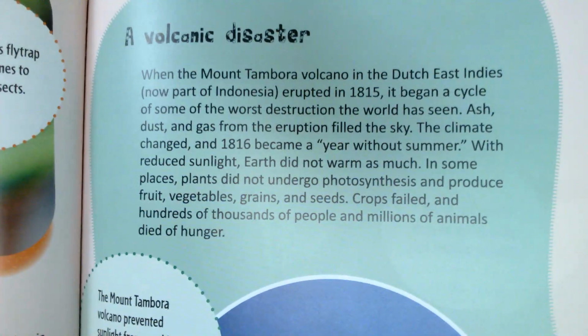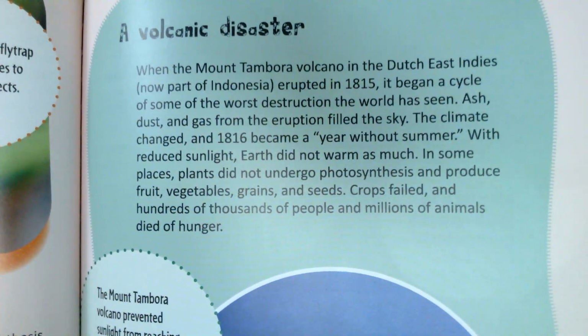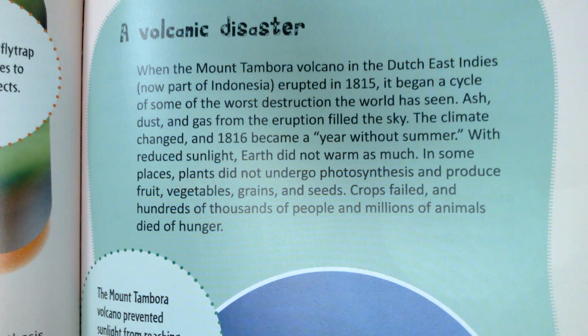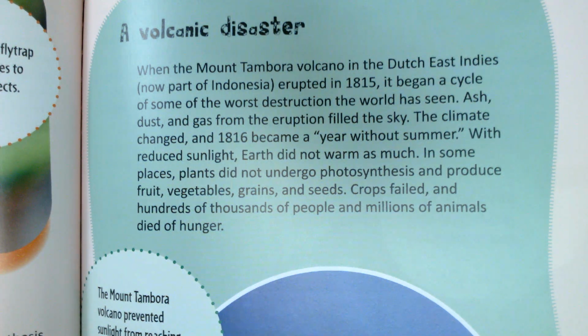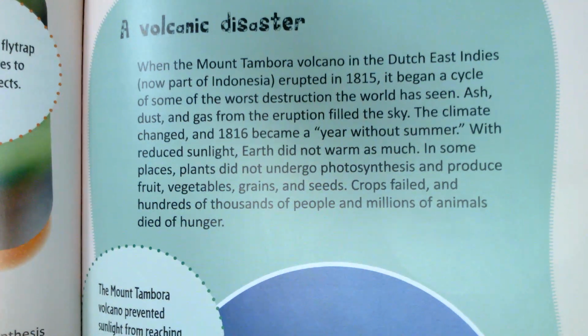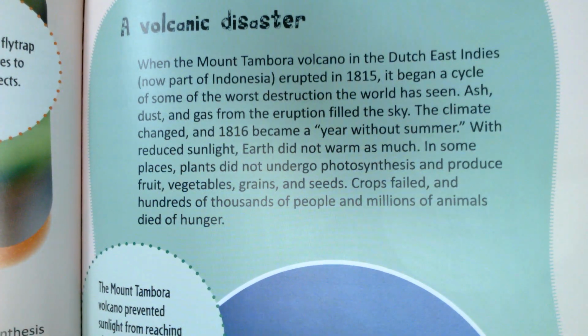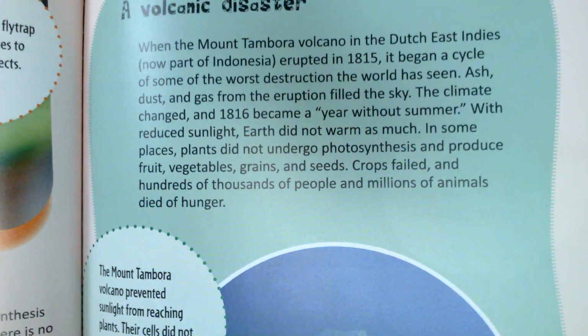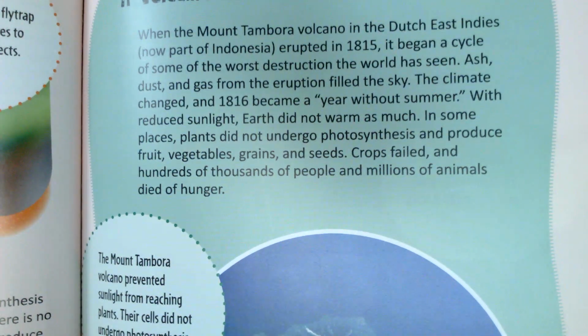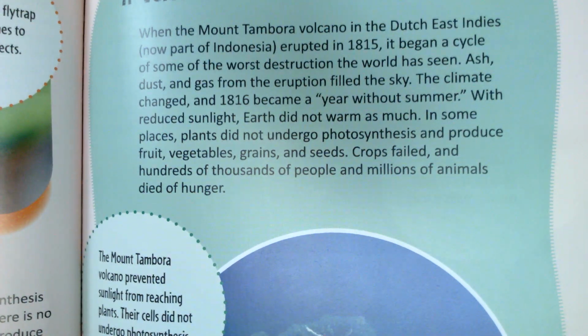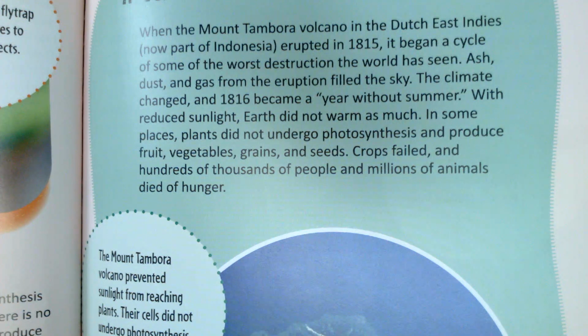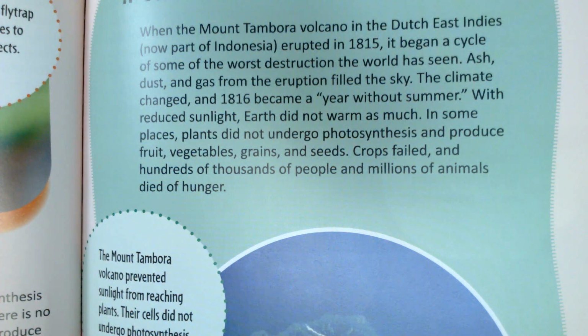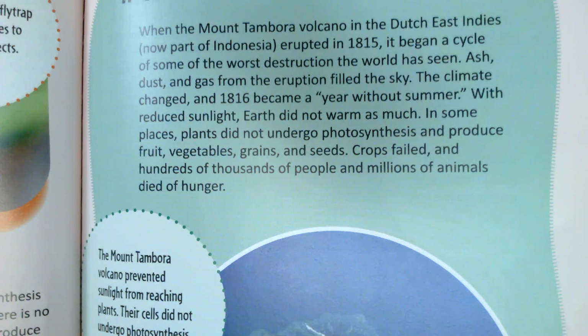A volcanic disaster. When the Mount Tambora volcano in the Dutch East Indies, now part of Indonesia, erupted in 1815, it began a cycle of some of the worst destruction the world has seen. Ash, dust, and gas from the eruption filled the sky. The climate changed, and 1816 became a year without summer.